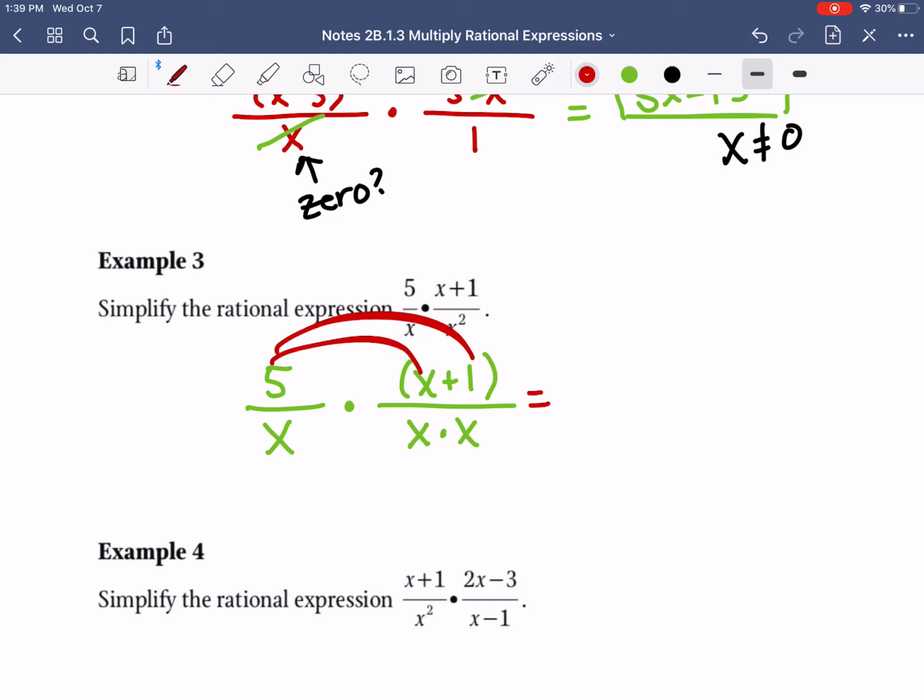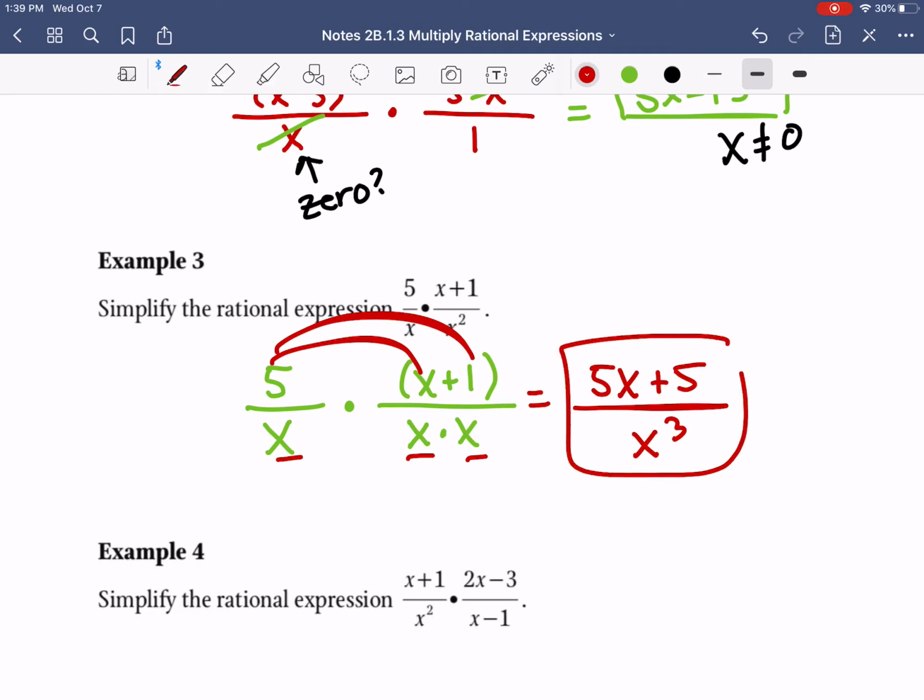So you just multiply whatever's left over. 5 times x plus 1 is 5x plus 5. On the bottom, x times x is x cubed. So it's okay to have x's on the top and the bottom. Now, your x's aren't always going to just disappear. And then my invalid values, both denominators are going to give me the same thing, okay? So I just think to myself, what would make zeros here? 0 would. 0 would just make 0, and then this one would be 0 squared. 0 squared would be 0.